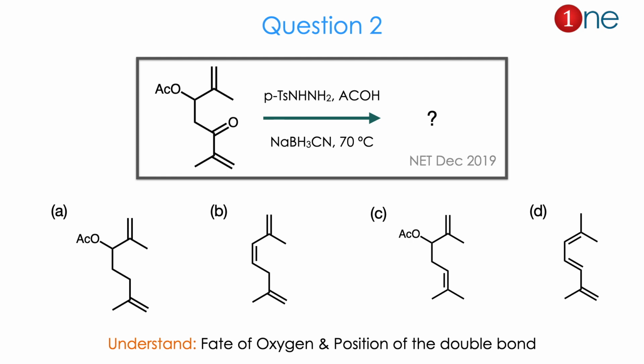Then question number 2. The starting material is a multifunctional group compound. You have an alkene, a ketone and a conjugated ketone, and you have an acetate. You are using tosyl hydrazine and acetic acid and sodium cyanoborohydride. You are heating it up. They ask you to find the product.